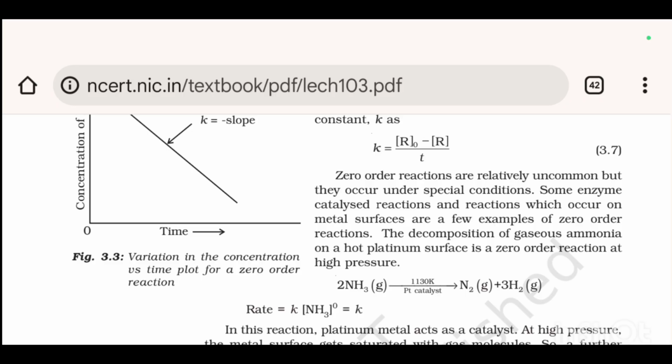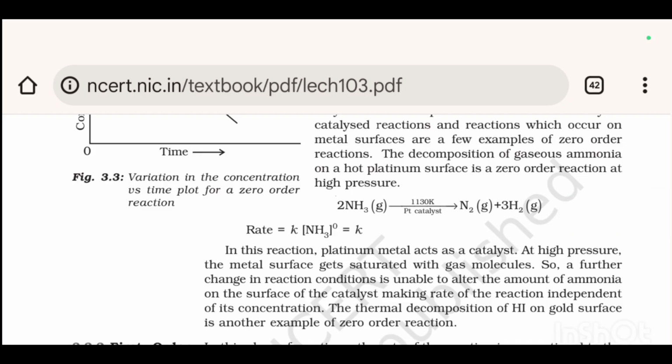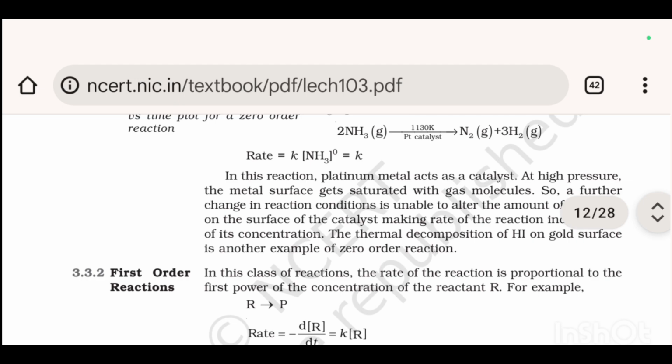2NH3 in the gaseous state, at 1130 Kelvin with a palladium and platinum catalyst, gives us N2 and 3H2, and the rate is zero order. In this reaction, platinum metal acts as a catalyst. At high pressure, the metal surface gets saturated with gas molecules, so a further change in reaction conditions is unable to alter the amount of ammonia on the surface of the catalyst, making the rate of reaction independent of its concentration. The thermal decomposition of HI on a gold surface is another example of a zero order reaction.